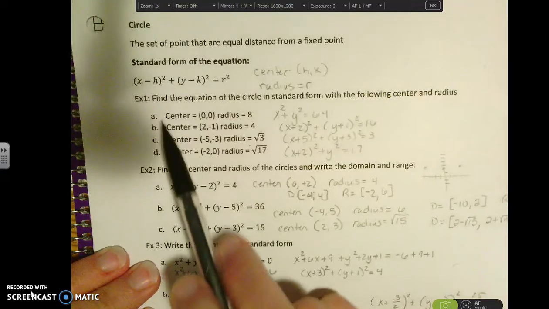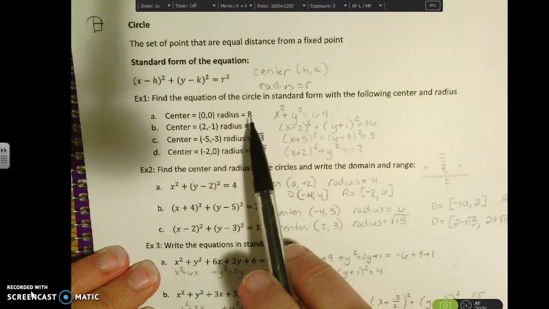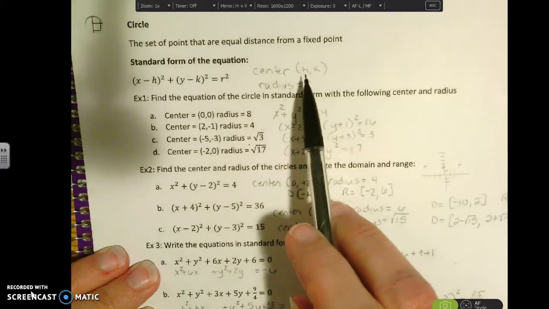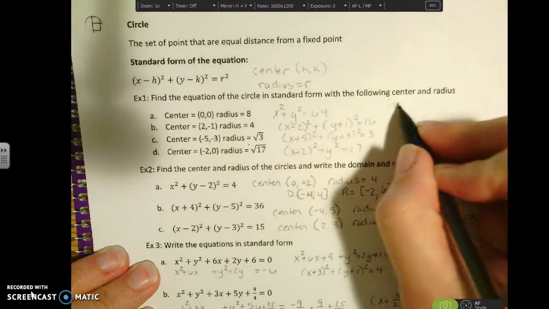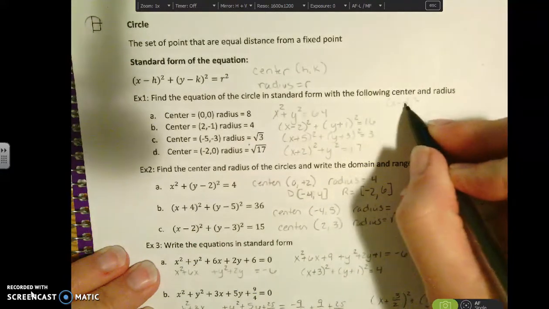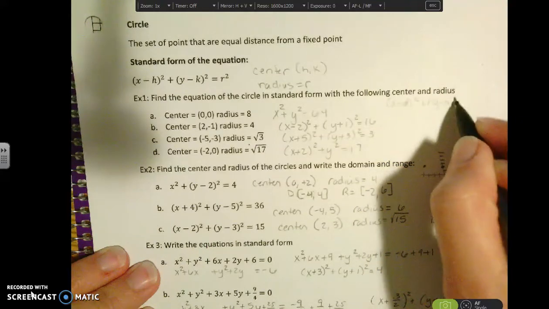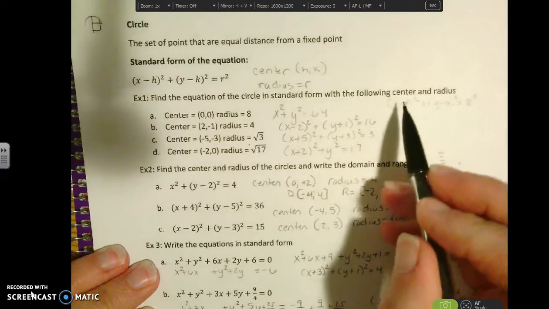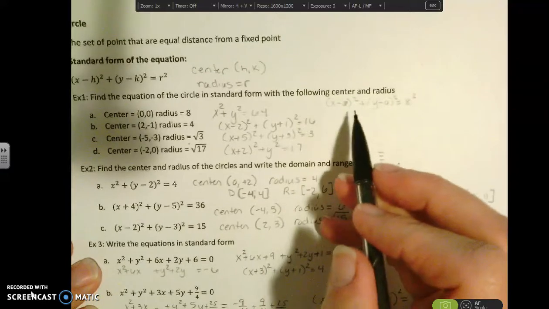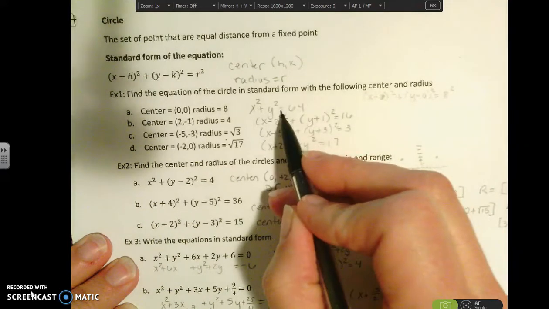So if I gave you an example and I said the center is (0, 0) and the radius is 8, and I asked you to write the standard form, h would be 0, k would be 0, so I would actually have (x - 0)² + (y - 0)² = 8². And so instead of writing that, we would drop the zeros and we would end up with x² + y² = 64. And it's an equal sign.